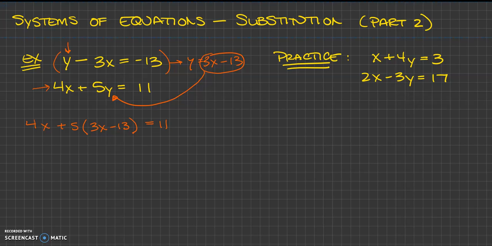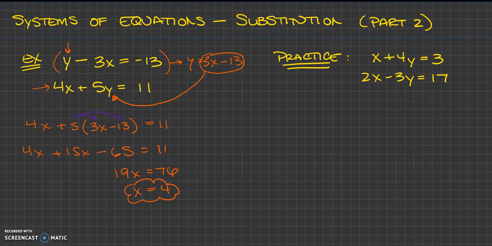Now we have to distribute. All right, remember your distribution. You take the 5 and you multiply it by everything on the inside. So our new equation is 4x plus 15x minus 65 equals 11. So once I combine my like terms, I'm going to have 19x. I'm going to add 65 to both sides, which is going to give me 76. So now I'll divide both sides by 19, and I get x equals 4.